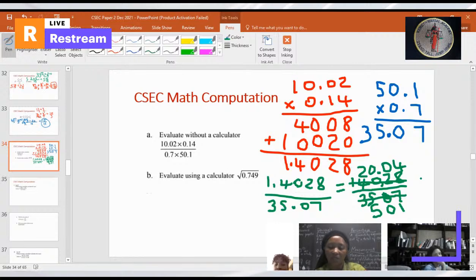Put the point where the denominator is. 20 points. So you do 2004 divided by 5.01. That's not 5.01, that's 501.